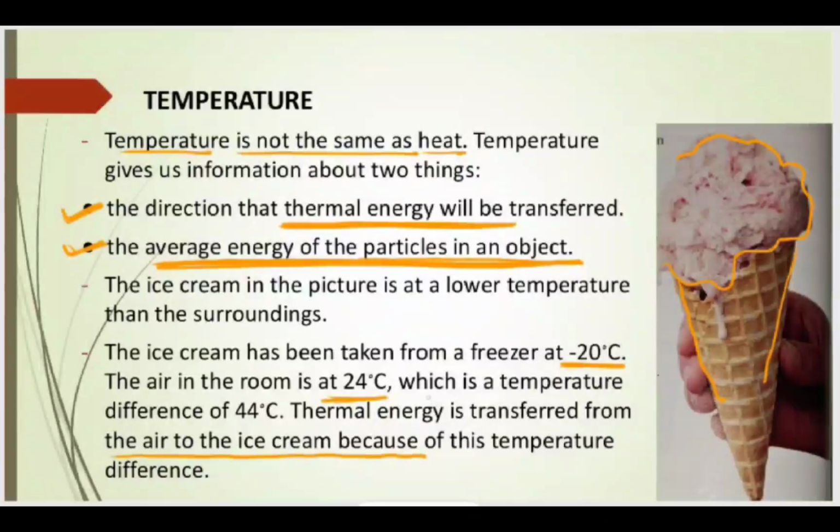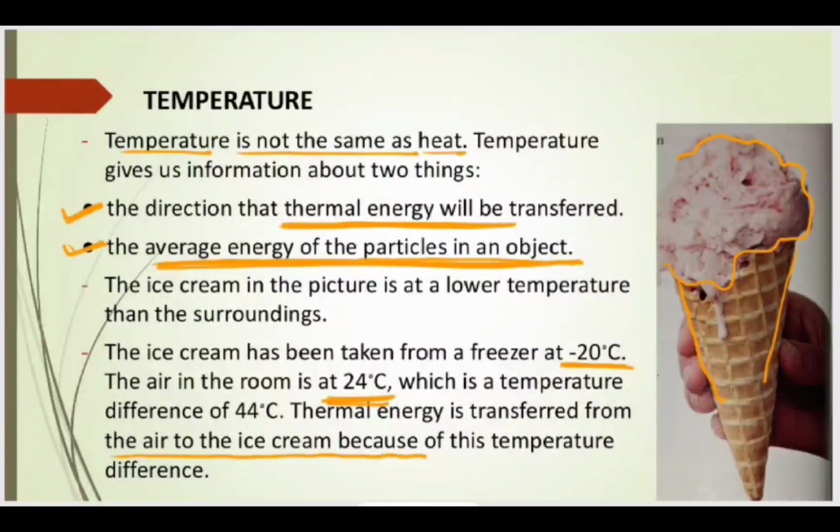So if you have to calculate the temperature difference, the ice cream has been taken from a freezer at minus 20 degrees Celsius. The air in the room is at 24 degrees Celsius. What is the temperature difference? Minus 20, minus 24, what is the difference? 44 degrees. Yes, 44 degrees Celsius is the difference.